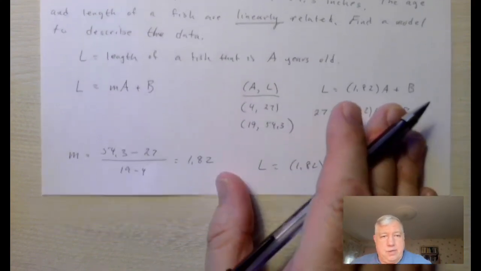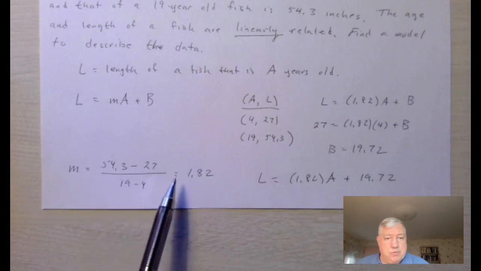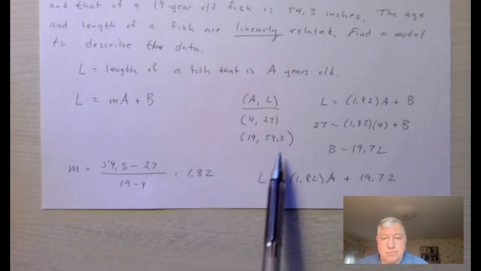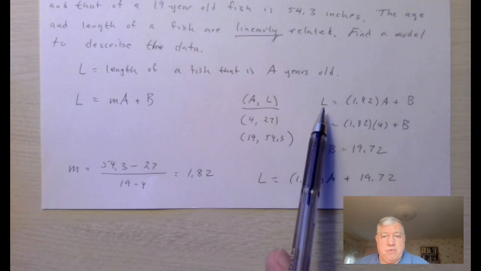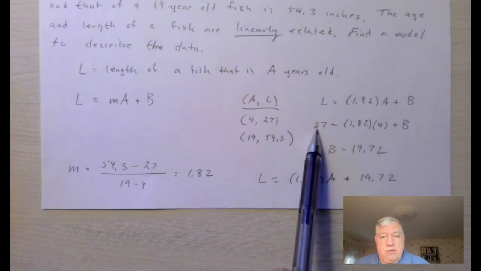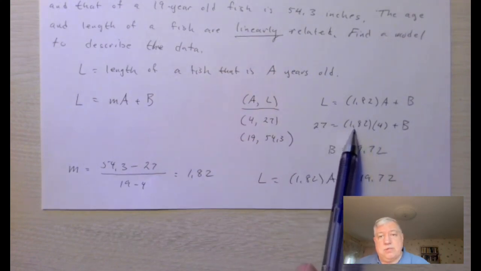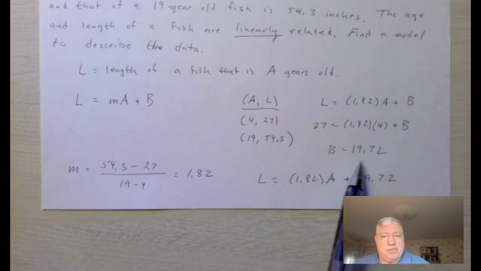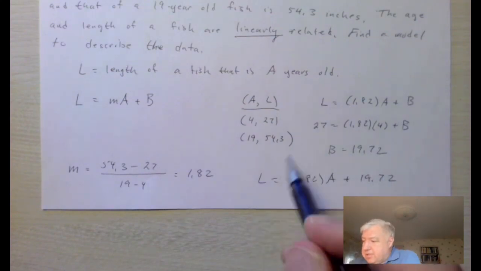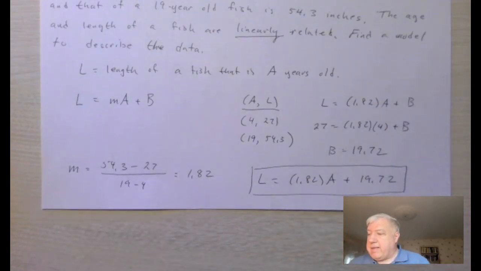And here is the solution. The slope turns out to be 1.82. So the equation is going to be in the form of L equals 1.82A plus B, and plugging in L equals 27 and A equals 4, we get that B is 19.72 when we do the calculations. So this would be the equation that describes the data and gives the linear relationship between the length and the age.